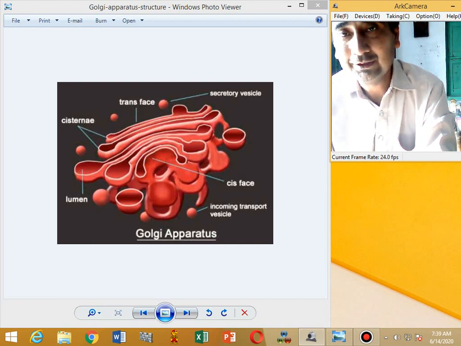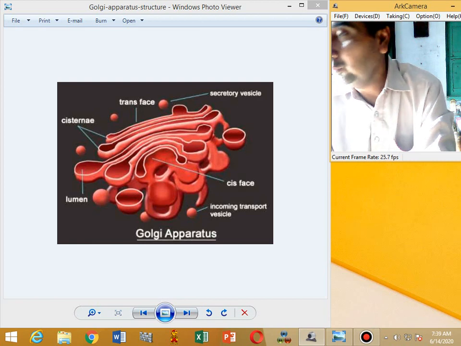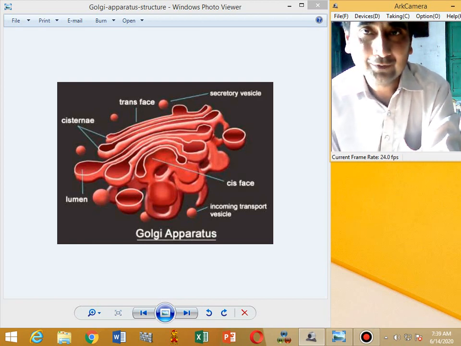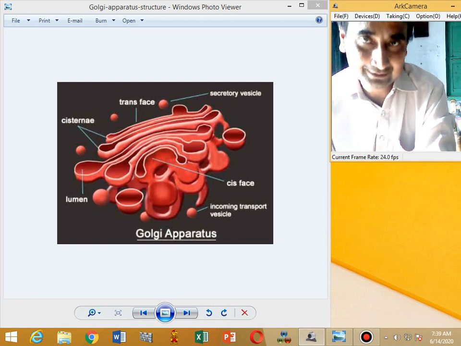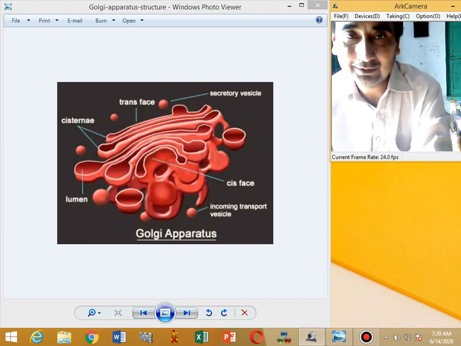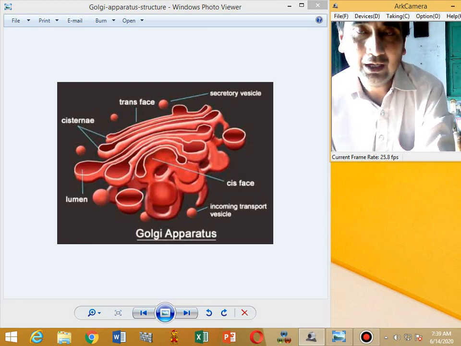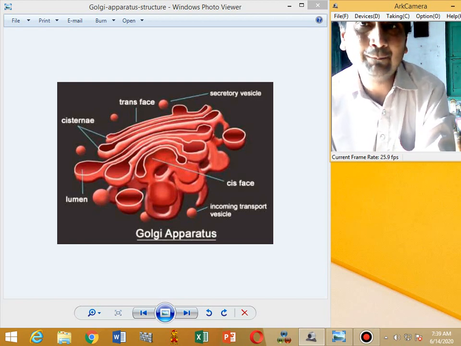The Golgi apparatus consists of interconnected tubules. These tubules are interconnected and also connected with the central stack to form a complex called the Golgi complex. The Golgi apparatus is associated with vesicles to form a complex called the Golgi complex.